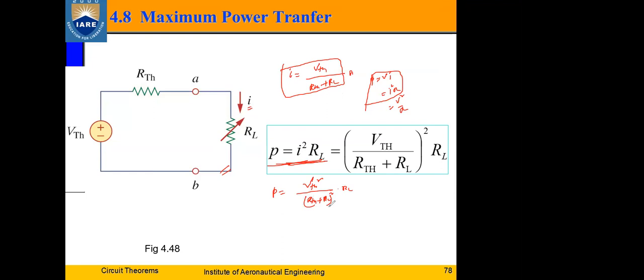Or else I can keep it as it is, and when you are going to define the values of maximum at a point or a value, what can be done? Differentiating. Yeah, differentiate it with respect to a variable and equate it to 0. So what is the variable we have? It is the load resistance, right? So consider this equation P is equal to VTH square by (RTH plus RL) whole square into RL, differentiate it with respect to RL and equate it to 0, and tell me the equation.